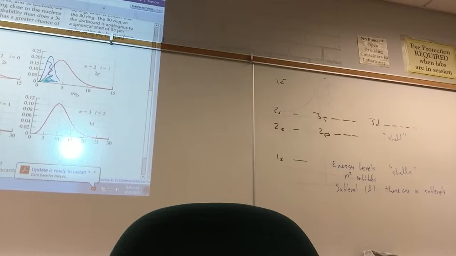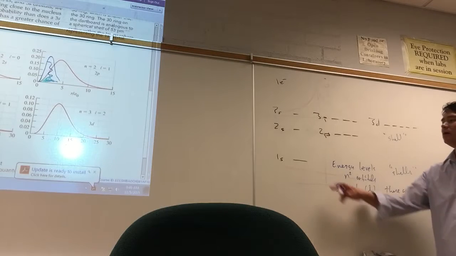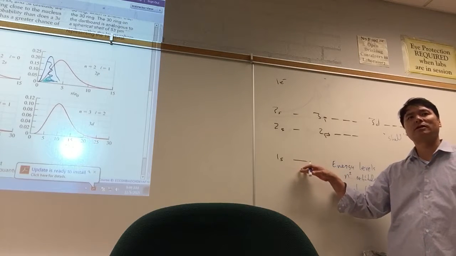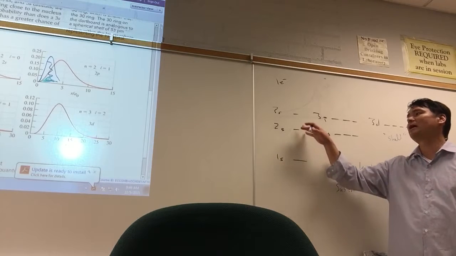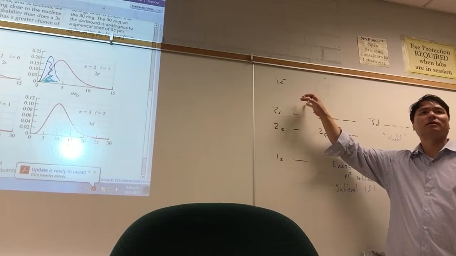We don't have things like valence and core electrons in a one electron species. There's only one electron. And so the electron's either going to be in the ground state, which is the lowest energy state possible, in this case 1s, or in an excited state, which is a higher energy state.